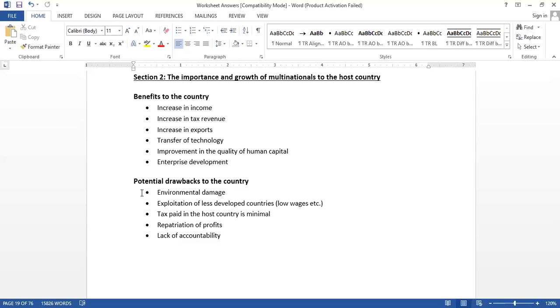For example, exploitation of less developed countries, like paying low wages. This is very common in manufacturing organizations, because that's the main reason they are going from developed countries to developing countries, to get cheap labor. This was the main accusation against the Chinese factory, Foxconn. They were accused of paying very low, minimum wages to their Chinese workers. Because there is a huge gap in salary rates between the US and China, a lot of European and US companies are attracted to these developing countries.